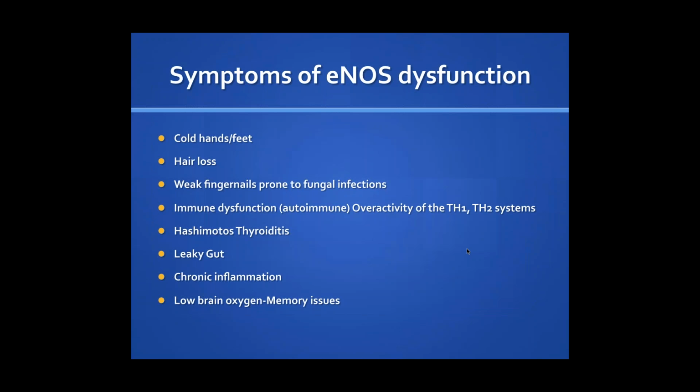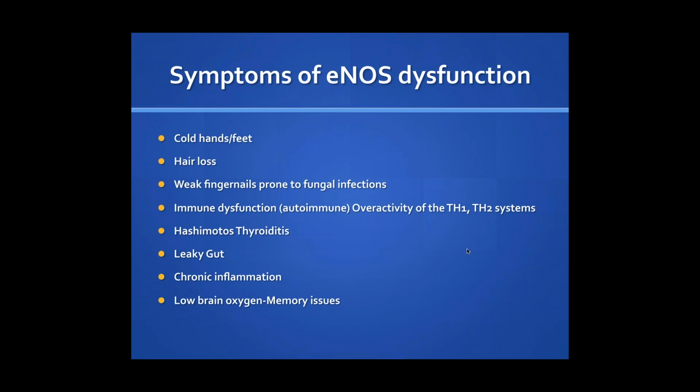So here are some symptoms of endothelial nitric oxide system dysfunction. Cold hands and feet. I know we often think of thyroid more often with cold hands and feet, but if their thyroid is good and you feel like they're balanced in that pathway, and they're having hair loss, those two I think of thyroid. But if they're unresponsive to what you're doing with the thyroid, think nitric oxide. Weak fingernails prone to fungal infections are a giveaway.